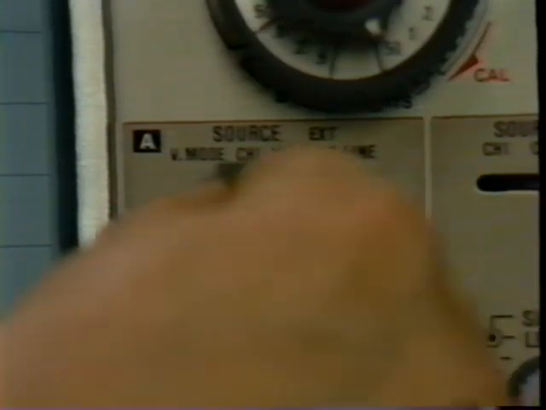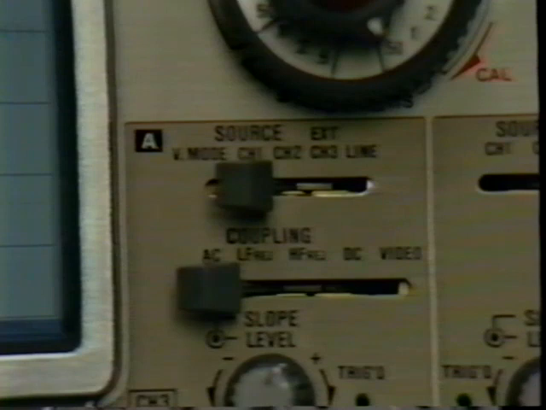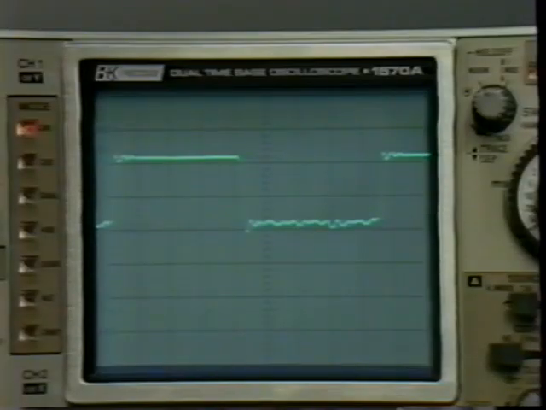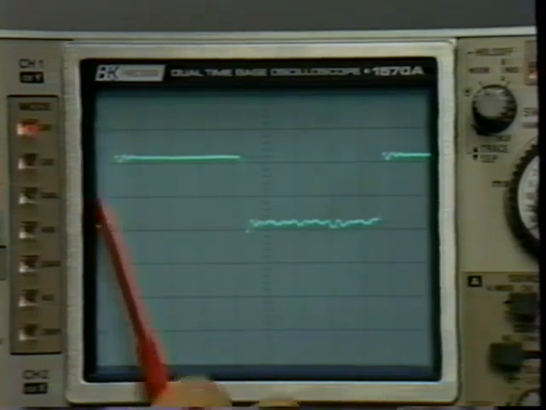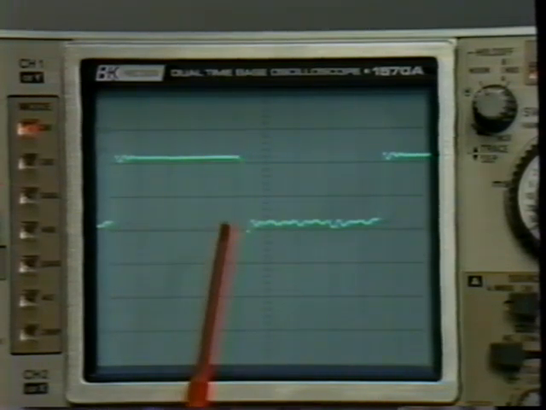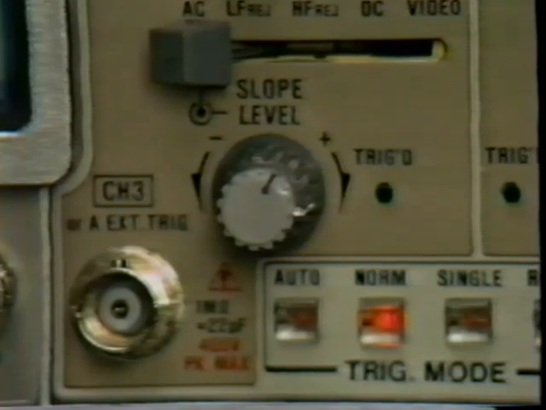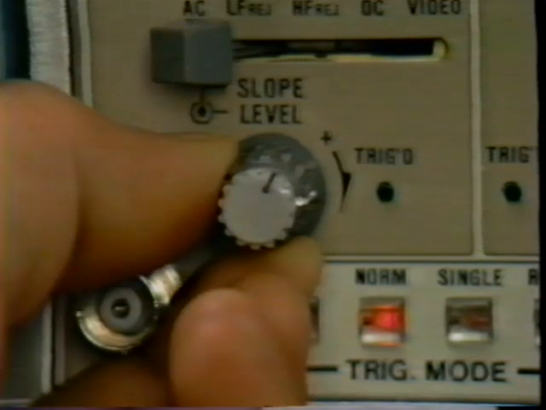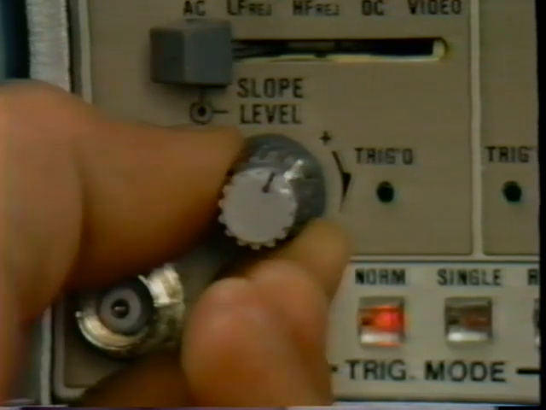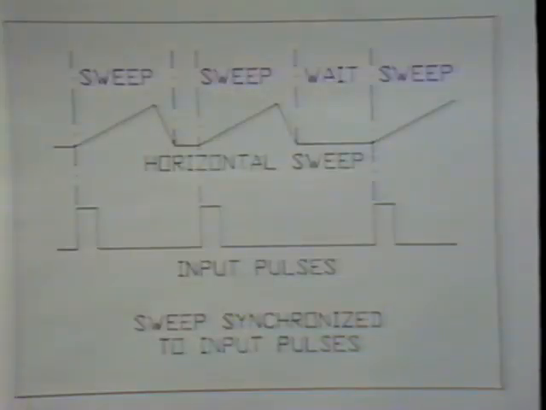Use the trigger source switch to select channel 1, channel 2, or an external sync source. The trigger circuit will enable the sweep generator on either the rising or falling edge of the signal used for sync. The trigger slope switch selects which edge to use. Once we have chosen the edge to trigger on, we use the trigger level to pick the exact point we wish to use.